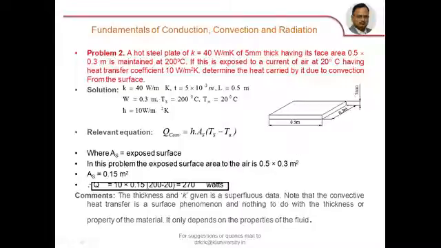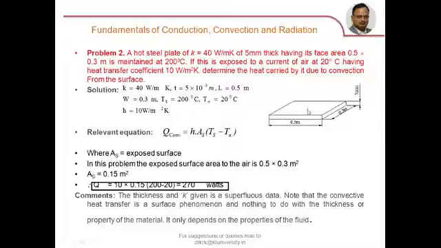The thickness and thermal conductivity given in this problem is superfluous data. Convection is a surface phenomenon and has nothing to do with the thickness or property of the material. It only depends on the properties of the fluid.